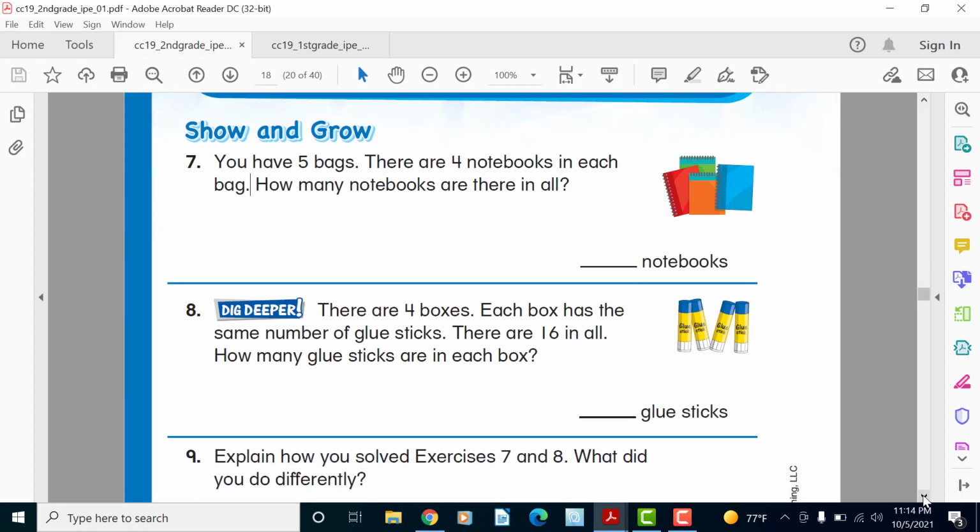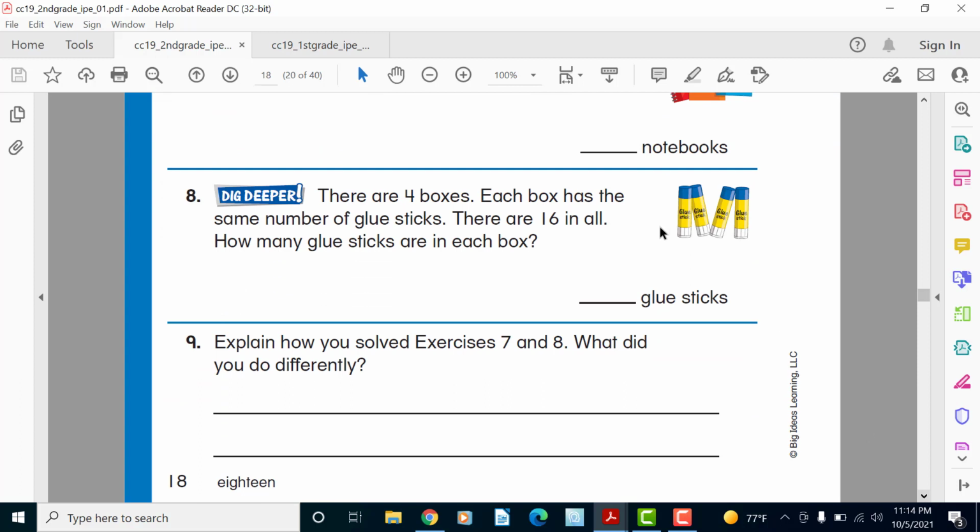Number 8, last. 8 and 9, 2 more. There are 4 boxes. Draw the pictures. Don't try to get away without doing it. 4 boxes. Each box has the same number of glue sticks, right? So we've got equal groups here. There are 16 in all. So this is not too hard to figure out.